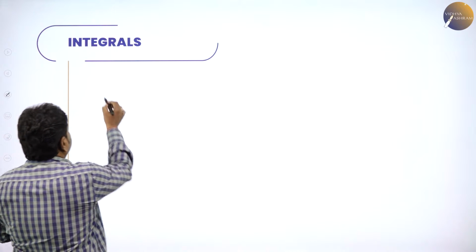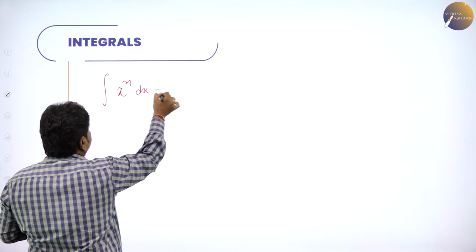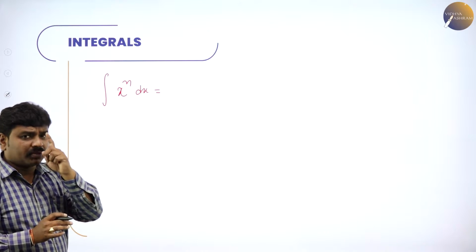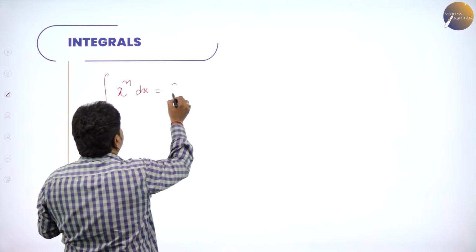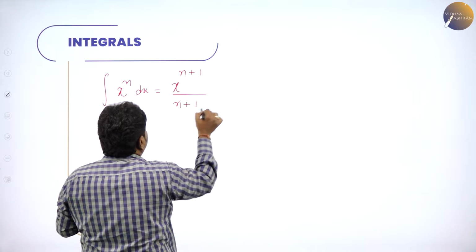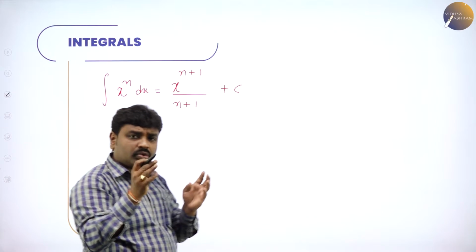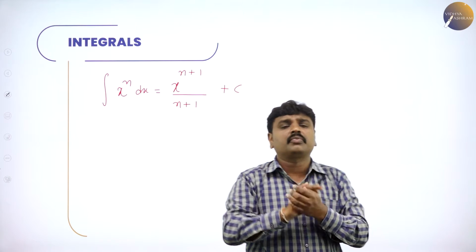So now the first formula is what? Integration of x power n dx. Become thorough with the formula. What is integration of x power n dx? X power n plus 1 divided by n plus 1 plus c. If you argue, sir, why should I memorize this? Otherwise, you have to do inspection. Inspection is a long process.